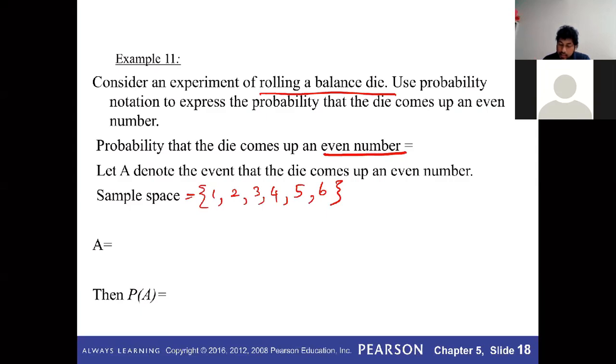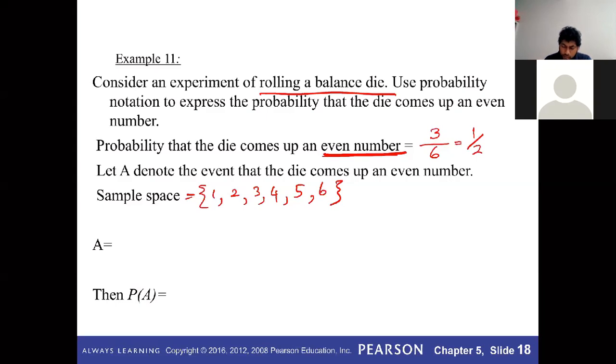1, 3, 6. There are 3 even numbers. What are the total outcomes? 6. So this is going to be 1/2, right? So the probability that the die comes up an even number: how many even numbers? 3. What is the total number of possible outcomes? 6. So 3 divided by 6 is the probability that the die comes up an even number.